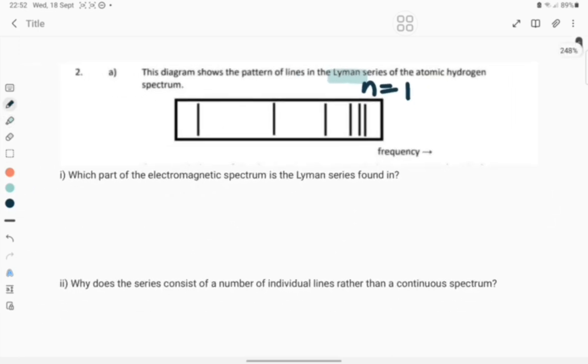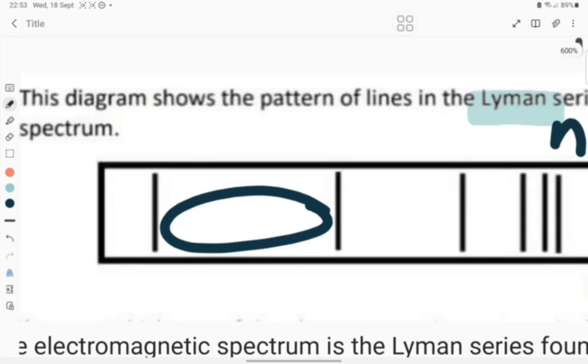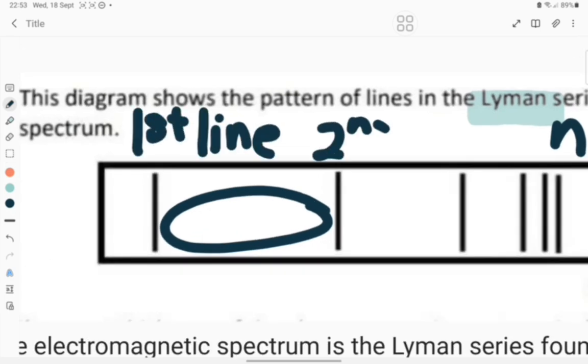Okay, so based on this diagram, what we could see is here has the biggest distance between the lines, right? And when moving towards the right, the distance is decreasing. So the distance actually represents the wavelength. So this has the largest distance, right? So this would be the first line. And this will be the second line.